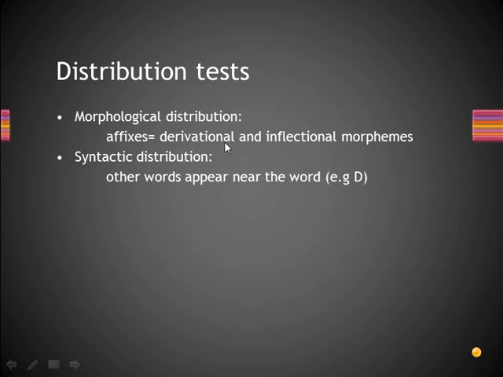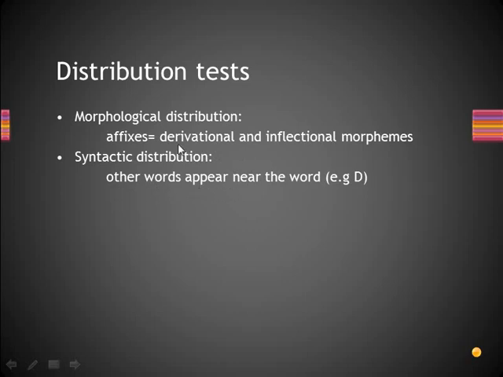Derivational affixes usually change the part of speech from a certain kind of word into another kind of word. But inflection does not change the part of speech; it is usually related to grammar or grammatical structure. Okay, we'll see some examples later after this. And the second one, syntactic distribution, is more about position. So what words appear near the word that we are going to test?